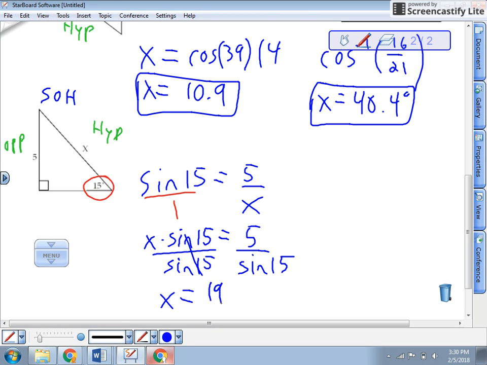So there you have your lesson on trigonometry, how to label the sides and how to use those sides with the phrase SOHCAHTOA to find missing values. Remember, if you're trying to find an angle, use the inverse button.